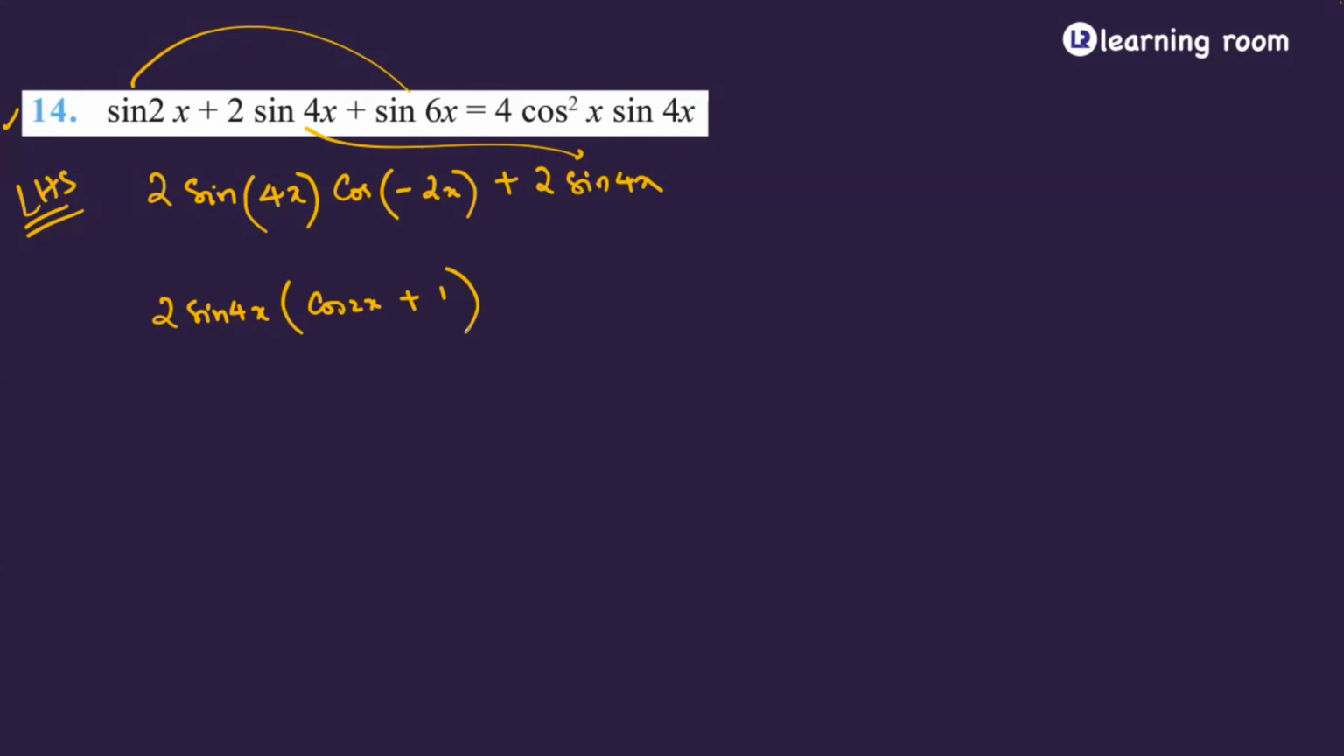Right? So 2 sin 4x is taken out common. Cos of minus 2x is cos 2x. Here this 2 sin 4x has come out, no? So 1 is left out. So it will be 2 sin 4x into, if you observe, I have cos square here. So that is telling me that in the formula of cos 2x, I need to use 2 cos square x minus 1. So I'll use 2 cos square x minus 1, and you have a plus 1. 1 and 1 will get cancelled. 2 into 2 is 4 cos square x into sin 4x.